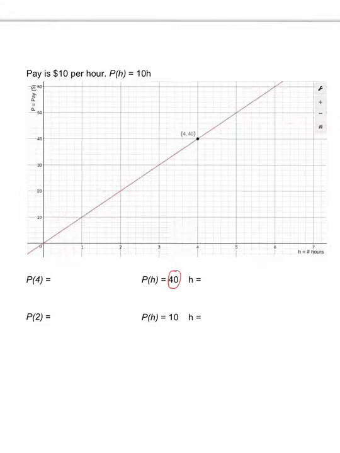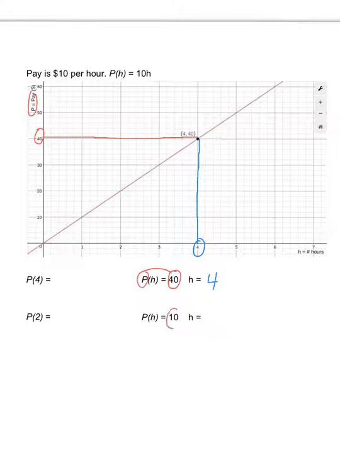In this situation, they give you the P, so you have to go over to the P axis, and we're going to go straight across to our line, find our point, and then we can go find the H that goes with it, and we see that that's 4.